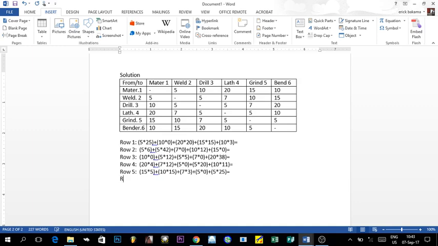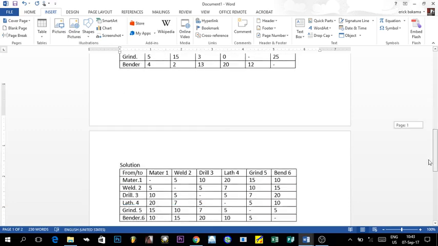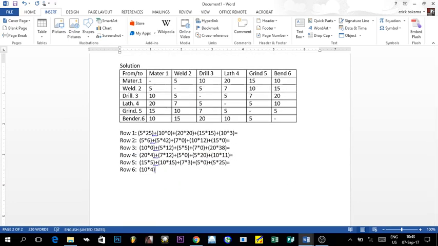And then finally we have row 6. Row 6 is telling us the distance between room 6 and room 1. The distance is 10, that we multiply by the number of units between bender and material. So we have bender and material here. The number of units is 4. So we have 4 units here.